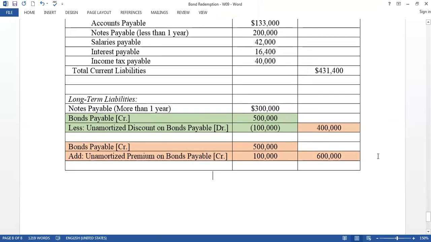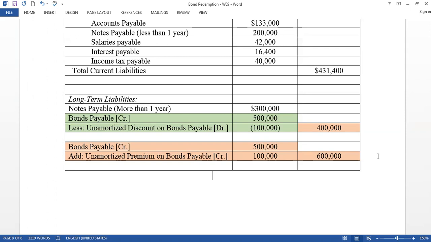So if it is a discounted bond, and we have any unamortized amount, then the relationship is negative. And if we have any unamortized premium on bonds, their relationship is positive. Okay, this relationship is positive. And what is the meaning of unamortized? It is the remaining amount. You haven't transferred this amount to the interest expense. Okay.